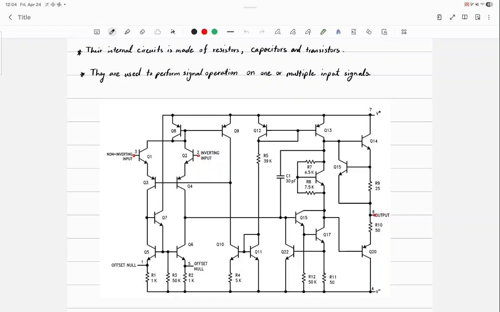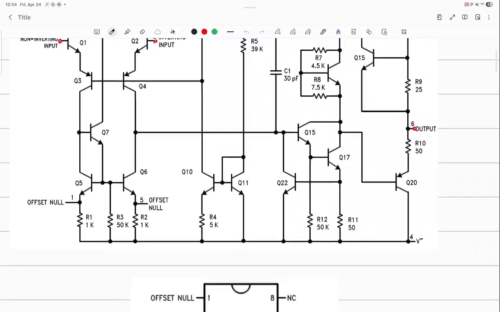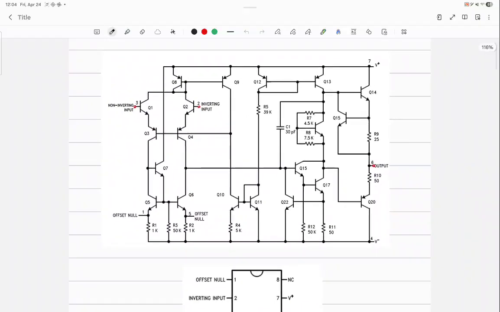Also, this is not exactly required for your exam, but if you look at the top rail voltage, which is V positive, and the one at the bottom, which is V negative, these are called supply voltages.